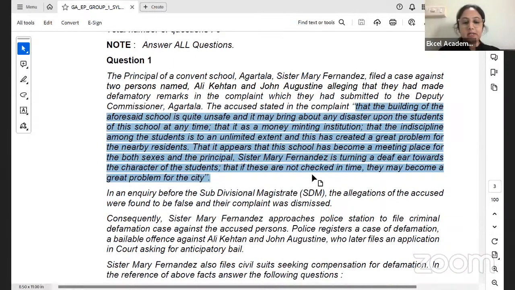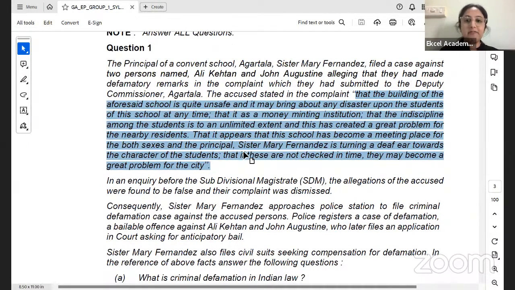So it appears that the school has become a meeting place for both sexes, and the principal's sister Mary Fernandez is turning a deaf ear towards the character of the students. So if these are not checked in time, then they may become a great problem for the city. So this is the earlier complaint, the first complaint, and now this is what is defamation. This principal is trying to take action against these two people.